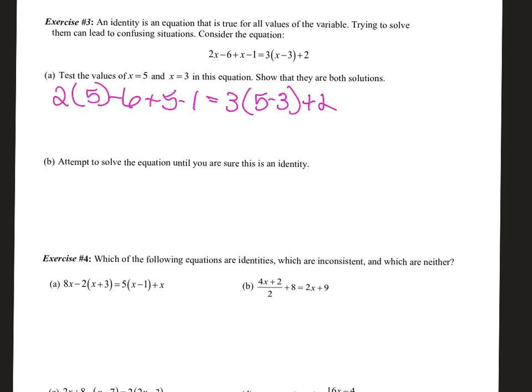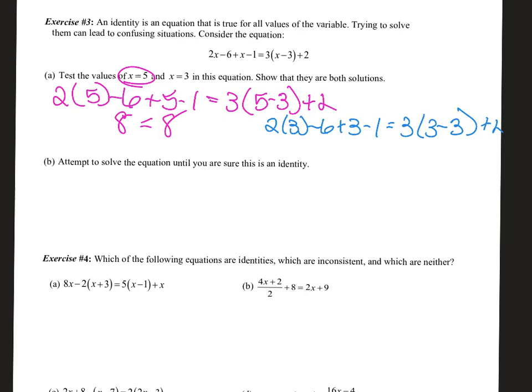So this is what it looks like when I plug in a 5 for all the x's. If I quickly evaluate the left side, it gives me 8. And then if I evaluate the right side, it gives me 8. So that says that x equals 5 is a solution. But they also want me to do the same thing for 3. So I'm going to plug that in and solve it as well.